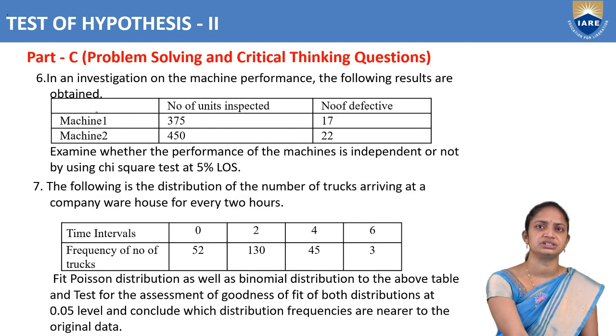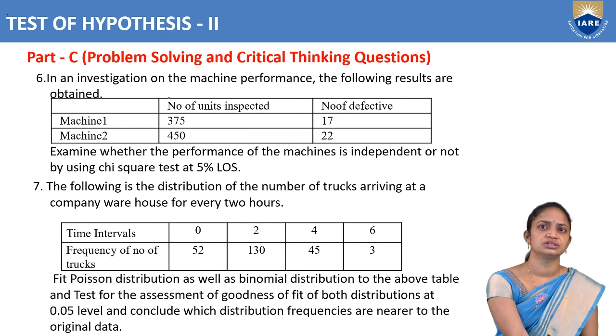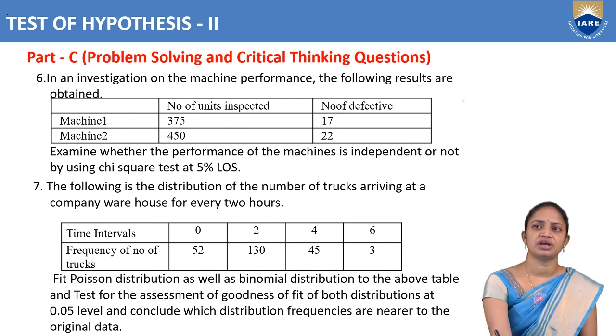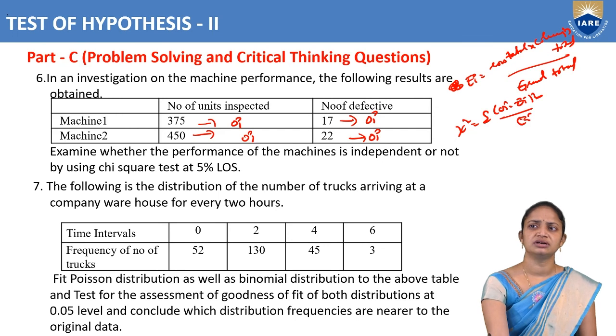So now coming to the next question, the performance test. In an investigation, here also same, we have to use observed frequencies. The given frequencies are observed frequencies, Oi values. If you take row wise, you have to take the expected frequencies also row wise. That means here we have to take row total into column total divided by grand total. The formula is same, chi-square equal to summation OI minus EI whole square by EI. So this is the formula.